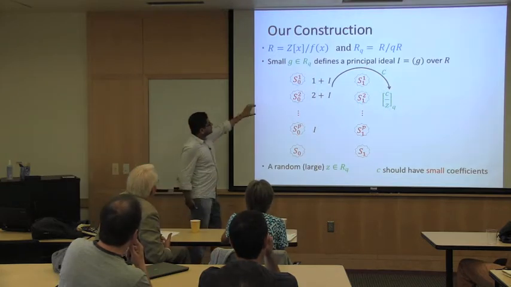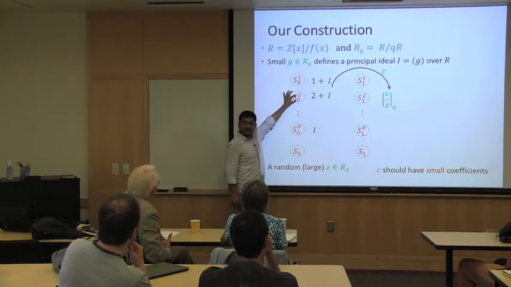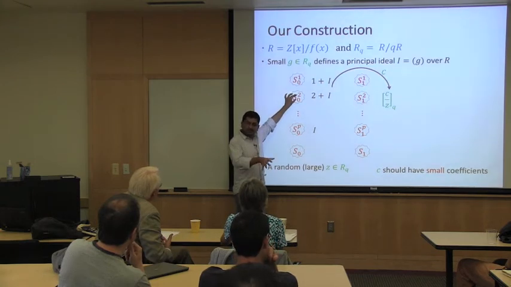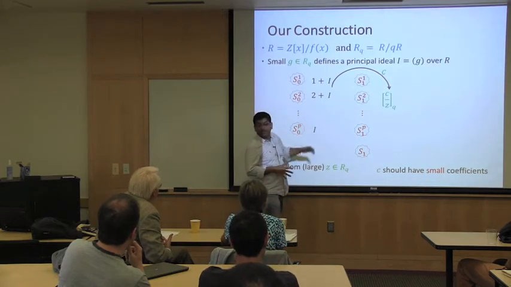So if you look at a small element in here, it doesn't matter whether I look at it in R or RQ, it's the same element. You won't have those definitions if you look in RQ, but I'm saying, look at a small element here. Now take it mod Q. It has the same representation because it's already small in R. And then divide it by Z.